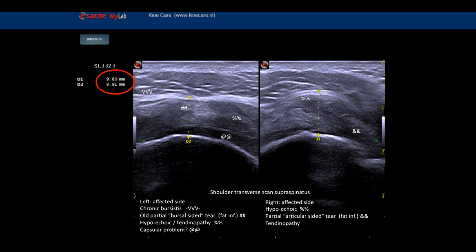The left side shows an old partial tear which seems to be repaired with fatty infiltration. This influences the loadability of the tendon and thus the training load we should apply. The bursa seems to be chronically irritated and the glenohumeral capsule appears to be swollen. All these specifics are important for clinical reasoning and completing the ICF framework.